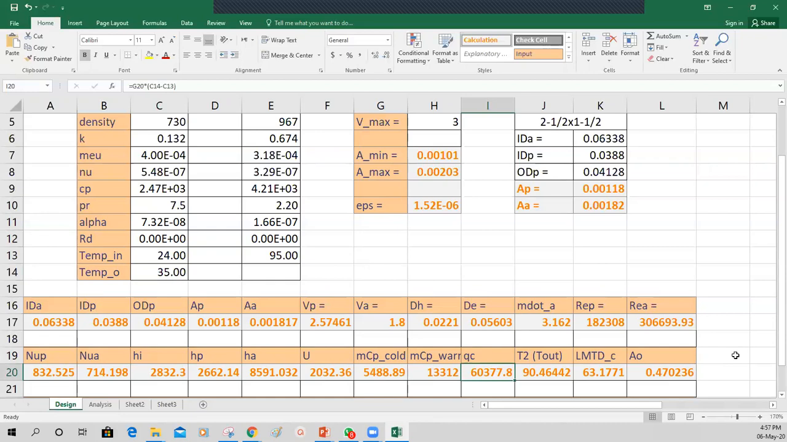But why the outer diameter of the pipe? Why not the inner diameter of the annulus? Because when we calculated the heat transfer coefficient, we translated it to the outer side. We used the expression given on page 418. First we calculated hi, and then we translated it to the outer diameter, ho.